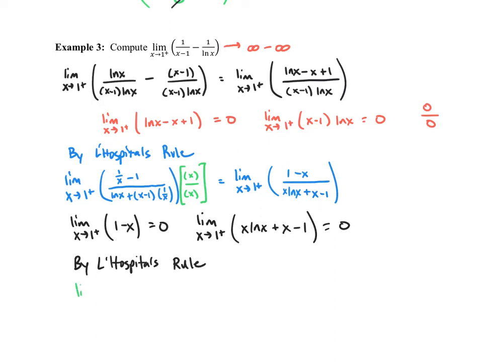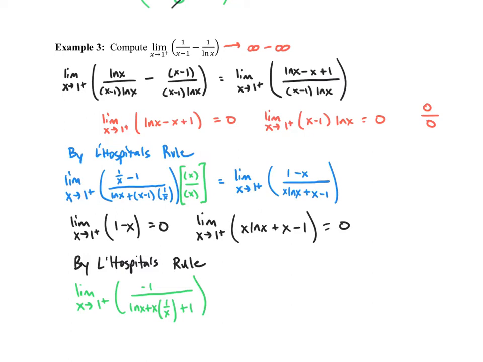Okay, so we have the limit as x goes to 1 from the right. Now I'm up here in the original. I need to take the derivative of the numerator, which is negative 1. I need to take the derivative of the denominator, which means I need to use the product rule. So x times ln of x would be ln of x plus x times 1 over x. And then we have the derivative of just x, which is 1. And then, of course, the derivative of negative 1 is 0. And so we have this.